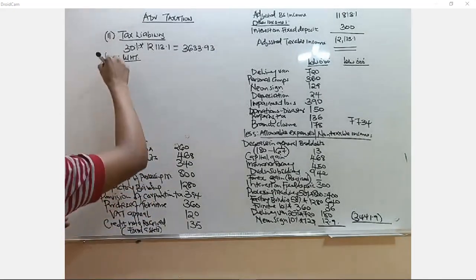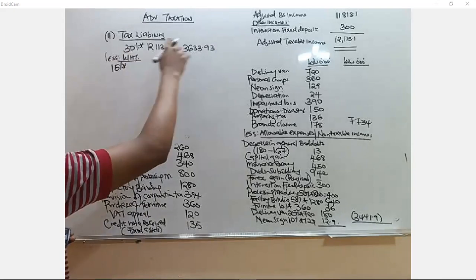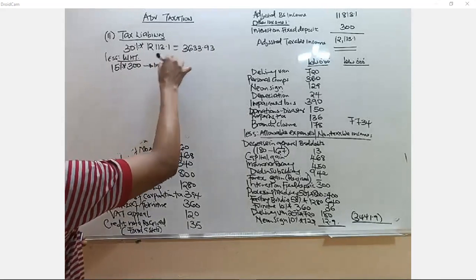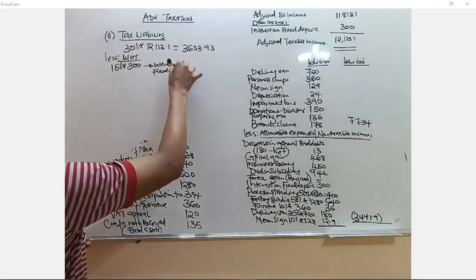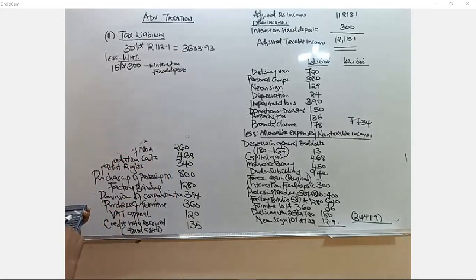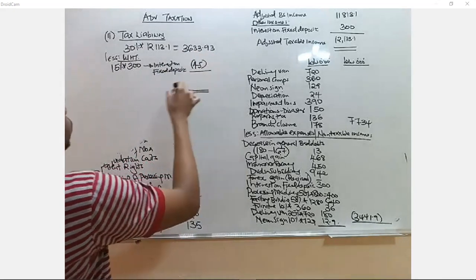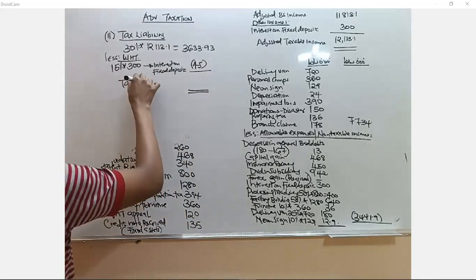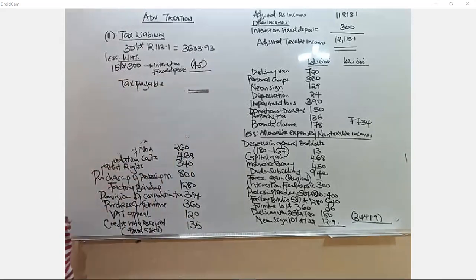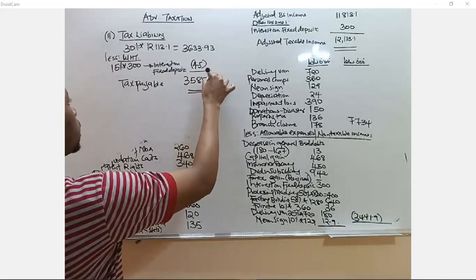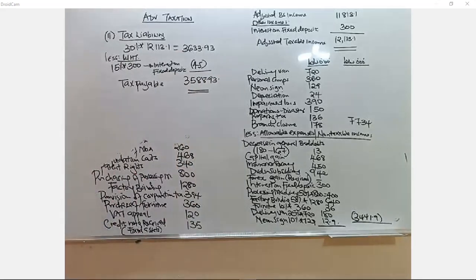In this case, we take 15% of our gross amount, which is 300, the interest on fixed deposits. So 0.15 times 300 comes to 45. Then we come to do our tax payable. Our tax payable should be how much? That's 3633.93 minus 45, coming to 3588.93. Any question now?